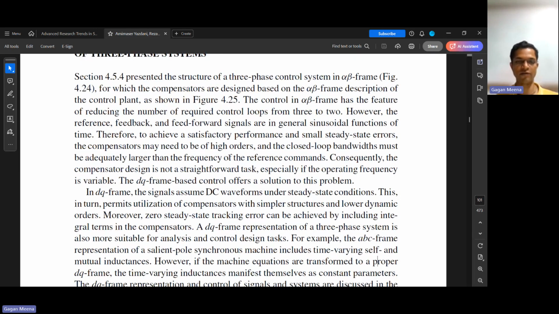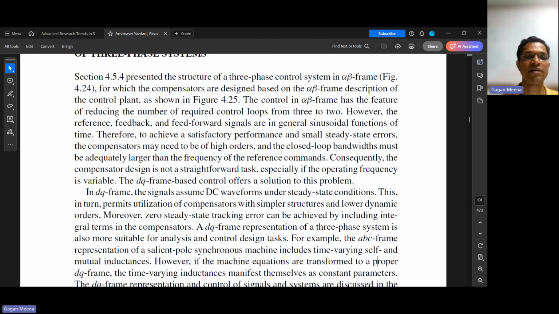This is very good. You can see the control in alpha beta has a feature of reducing the number of required control loops from 3 to 2. However, how is it reducing the number of control loops from 3 to 2? Because in the space phasor we need control for each of A phase, B phase and C phase. But here we need only two, one for alpha, one for beta.